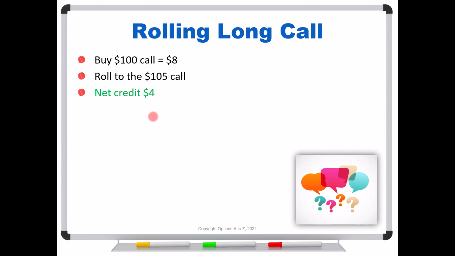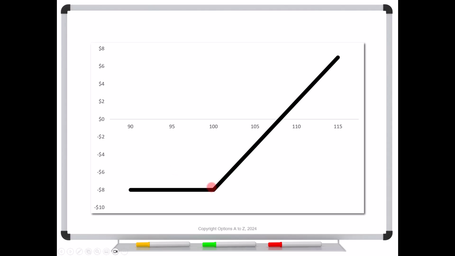Well, the question that we want to ask here, is this really a $4 credit? How could we answer it? Let's go look at an overlay. So here's the long 100 call. There's our bend at 100, for which we paid 8. So we know the maximum loss is 8. After the roll, you're holding the 105 call. So now we get a bend at 105, but we have an effective cost basis of 4. This was the reason for doing the roll. We want to shift this maximum loss from -8 to -4.